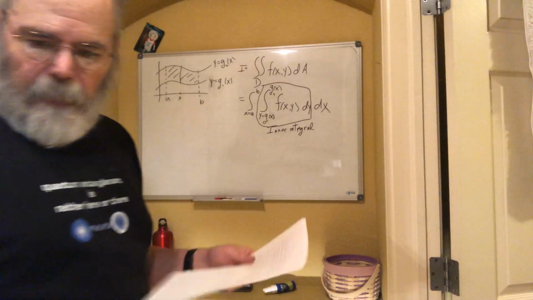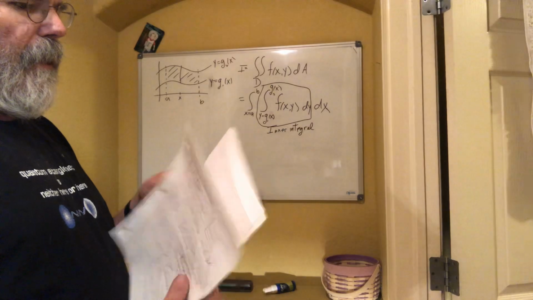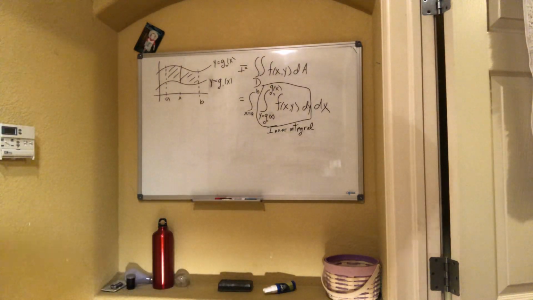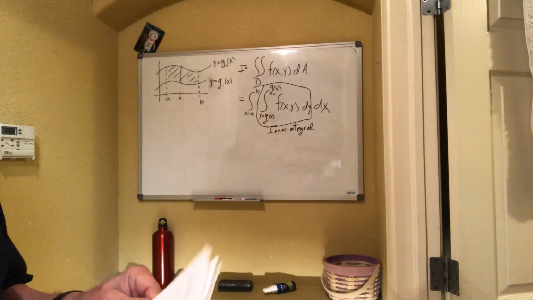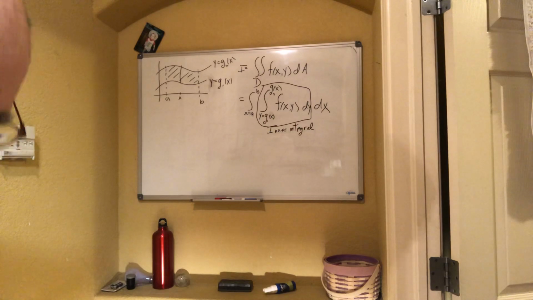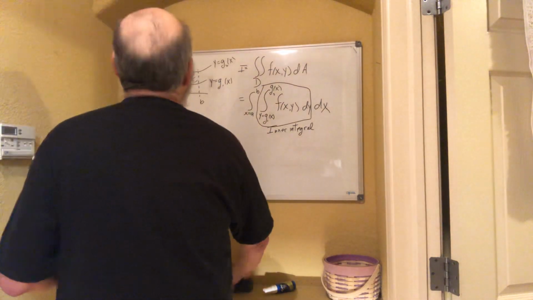Yeah, there's some regions that can be done either way, some are a lot easier one way than the other. So anyway, let's just move on to some examples. Let's start with this one, and I'm actually going to do the integral two ways to show you how.